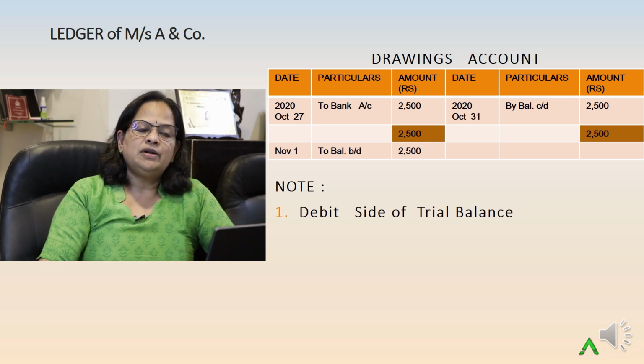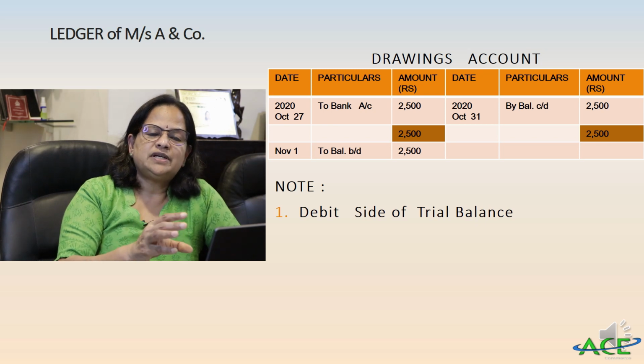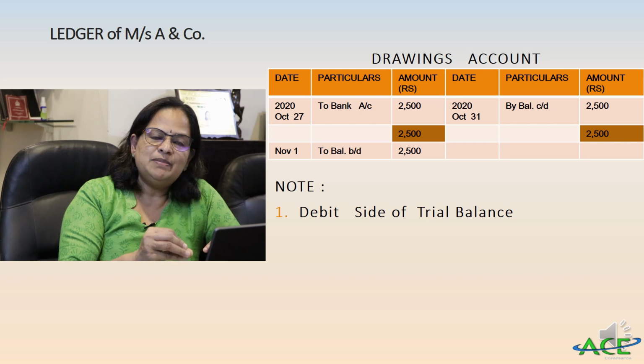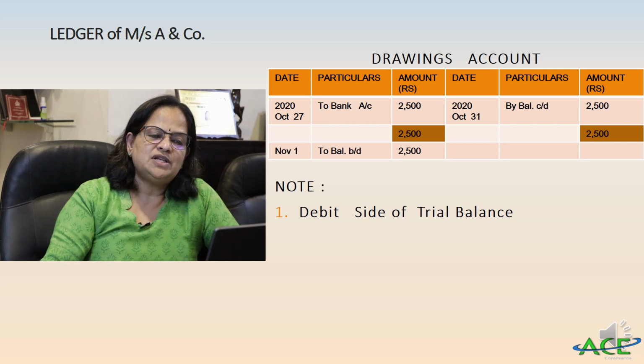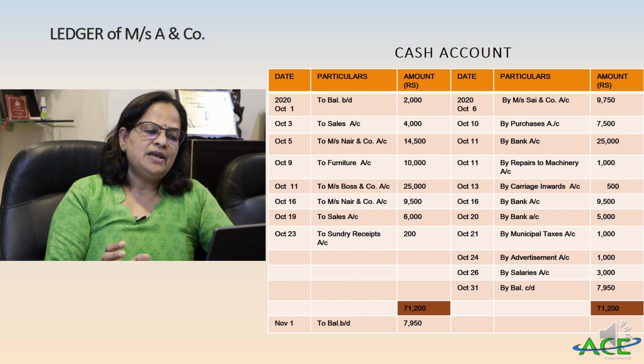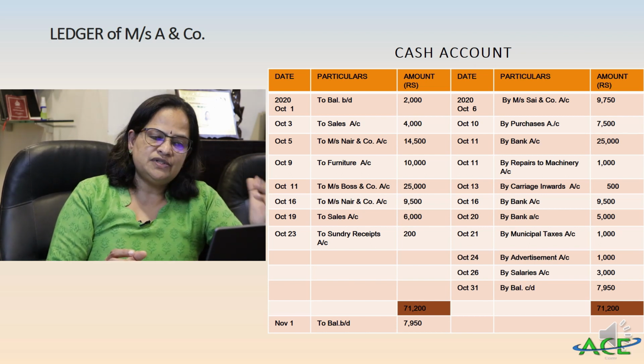Now drawings account. That is the last journal entry, that is bank account 2500. There is no corresponding credit entry. That means this has got a debit balance and this will go to the debit side of the trial balance. Now cash account and bank account, more transactions are there. Cash account, the balance brought down 2000 is there. That is the first journal entry.